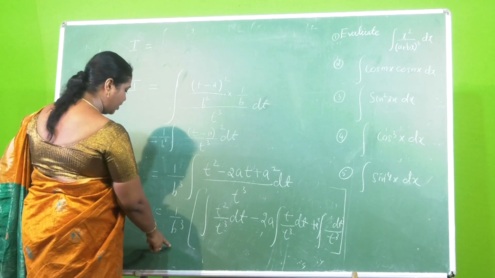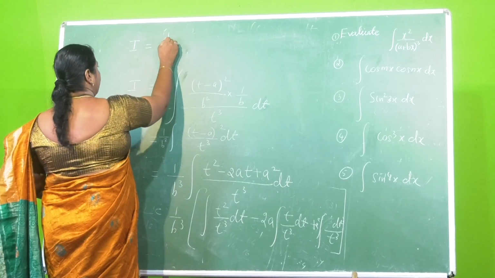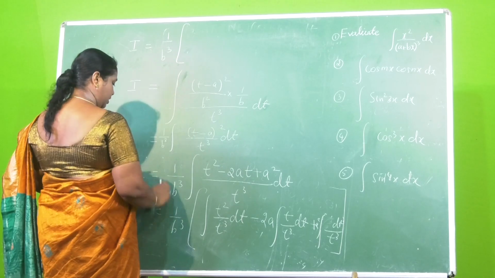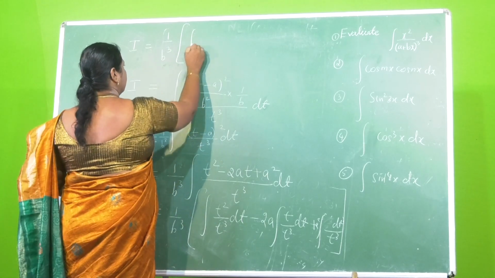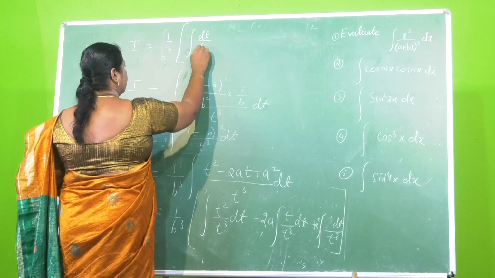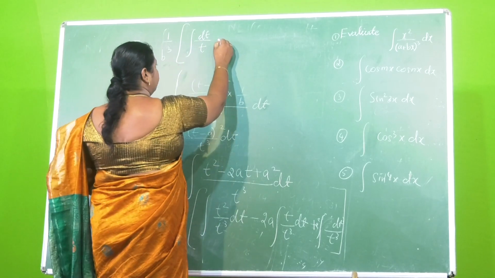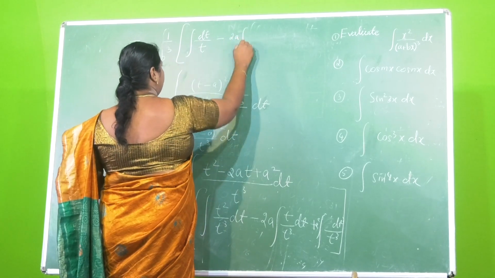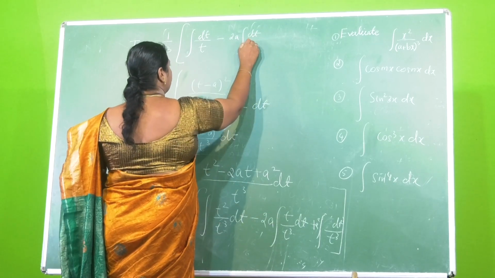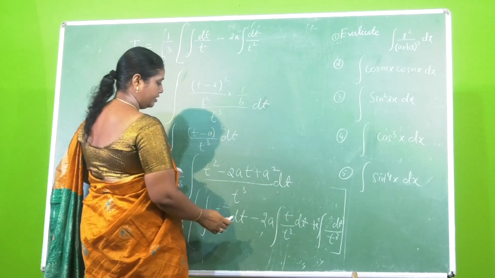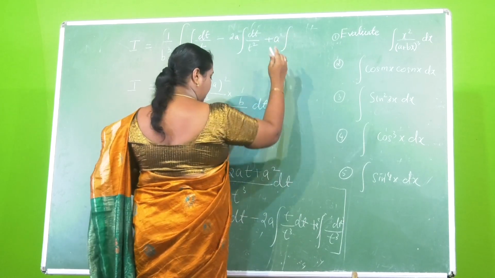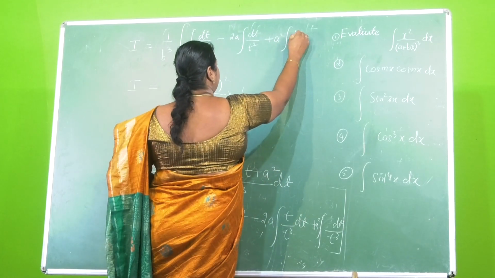So now tell me what will be your first term. That is 1 by b cube into first term will be dt. T square by t cube will be t, minus 2a integral t by t cube will be t square. This will be plus a square into integral dt by t cube.